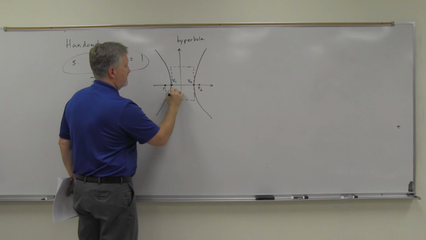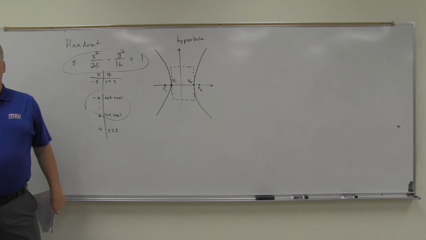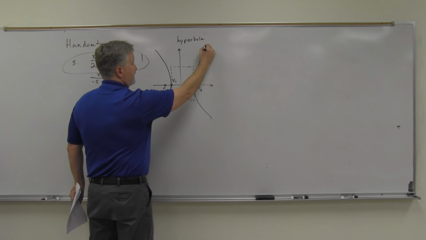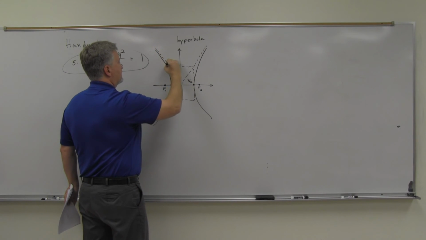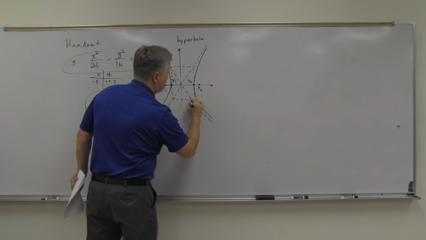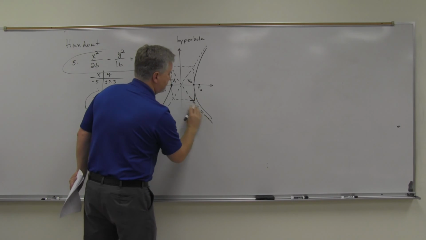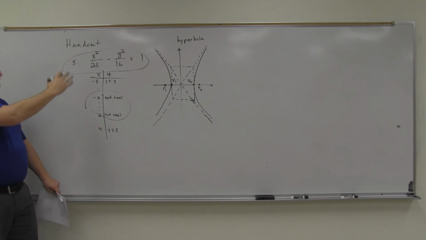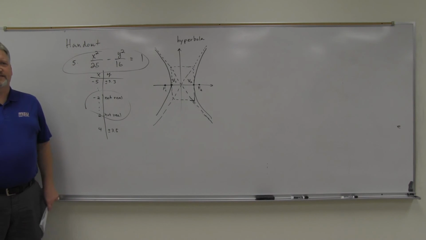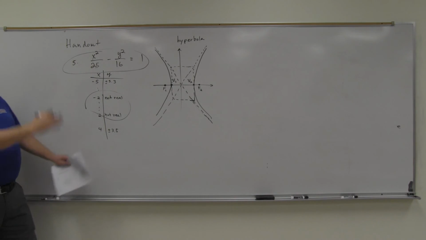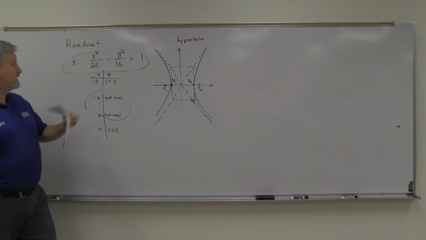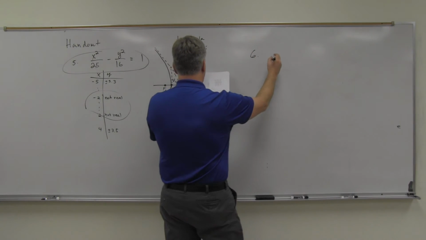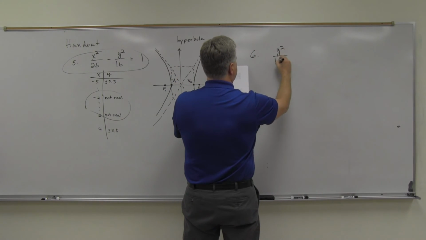You draw this fundamental rectangle, and the asymptotes are the diagonals of that rectangle. So you've got an asymptote through the diagonal here, and then a second asymptote through the diagonal there. And that's going to be the key to drawing this, instead of doing this big long table. That takes a lot of time, and we don't want to do it that way. This gives us better information, and it's a little easier.